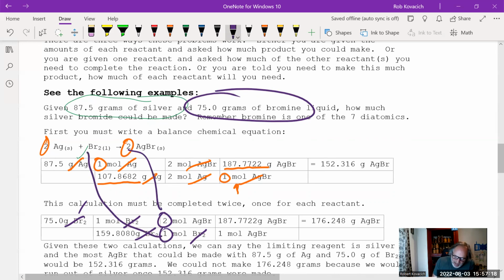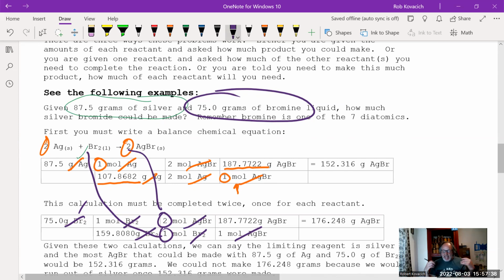And so, I can't count these silver bromides. I need a mass of silver bromide. So what I'm going to do is, this number here, again, is that same number off the periodic table. So my moles of silver bromide cancel out, and I've got grams of silver bromide, and that's all that's left. And you can see that I can make 176.248 grams of silver bromide.